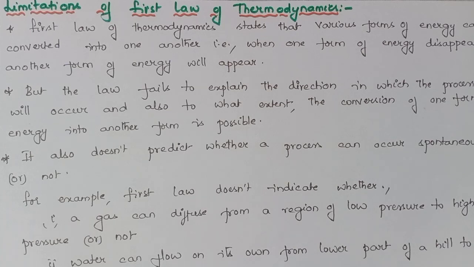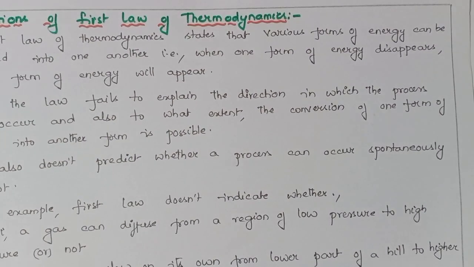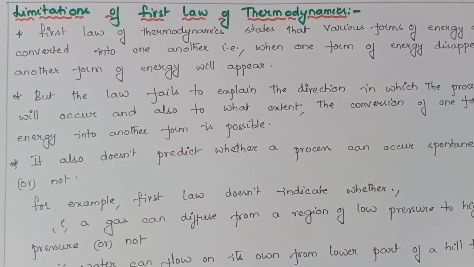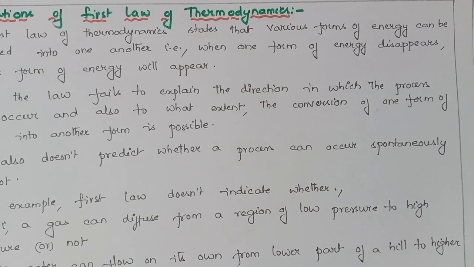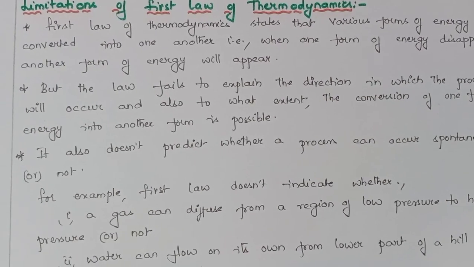What does the first law of thermodynamics state? It states that one form of energy can be converted into another form. That means when one form of energy disappears, another form of energy will appear. It also fails to explain the direction in which the process takes place and to what extent the conversion of one form of energy into another form is possible. And the third limitation: it is not able to predict whether a process can occur spontaneously or not.